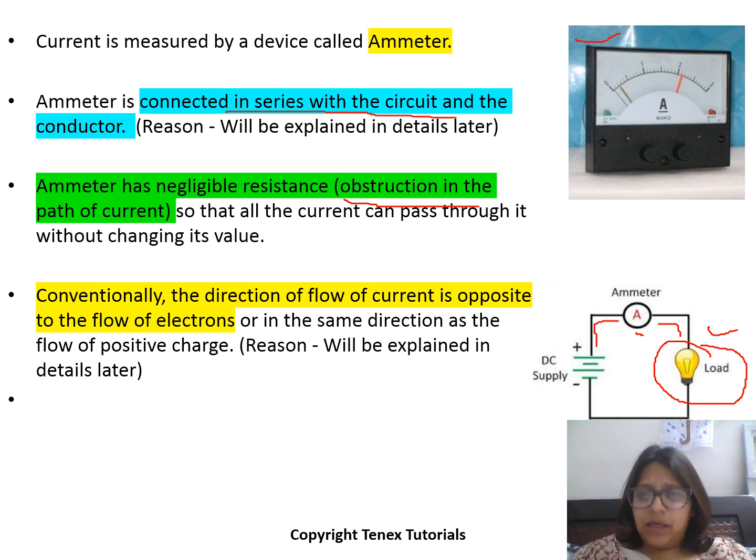Conventionally, you need to remember that the direction of flow of current is usually opposite to that of the flow of electrons. Or you can also say that it is in the same direction as the flow of positive charge. This is something that we are going to study in the coming slides, so just hold your horses over here. All right, let's move forward, guys.